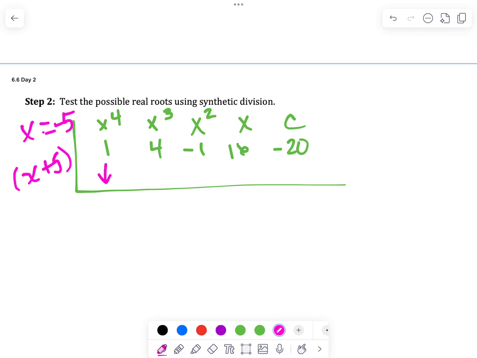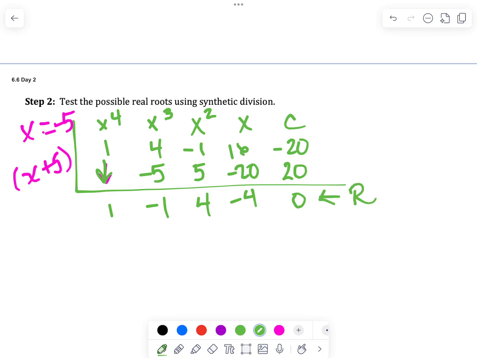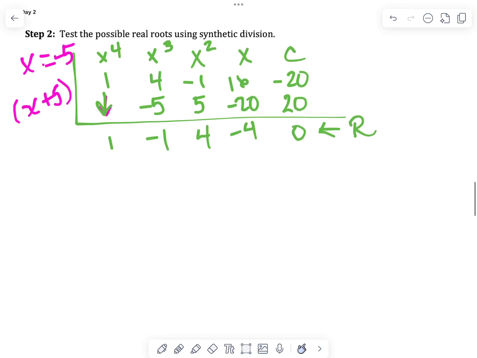We bring down the 1. We multiply. Add the column. Multiply. Add the column. Multiply. Add the column. Multiply. Add the column. Notice that our remainder is 0. That's what we need. So this is a 0 of the function, and as a factor it's x plus 5. So now what we do is we drop the degree by 1, and this is now our quotient.